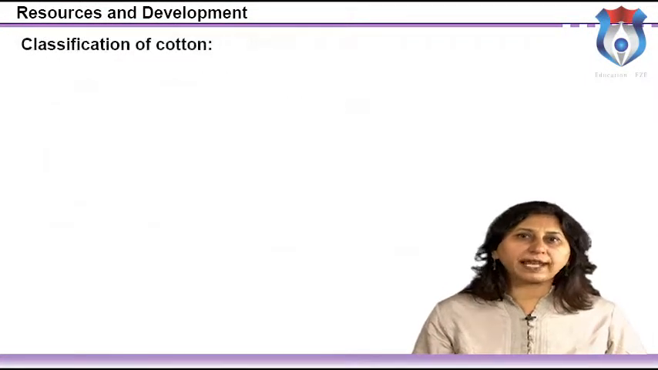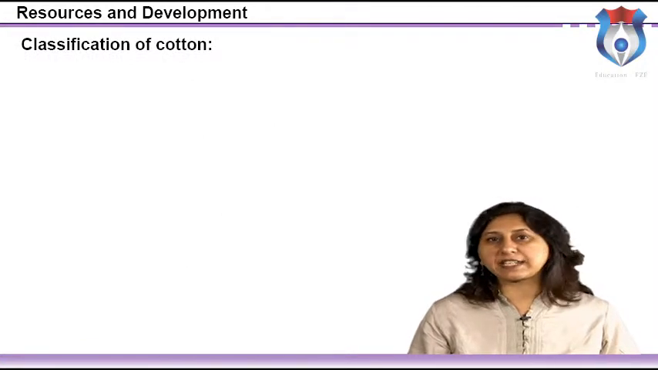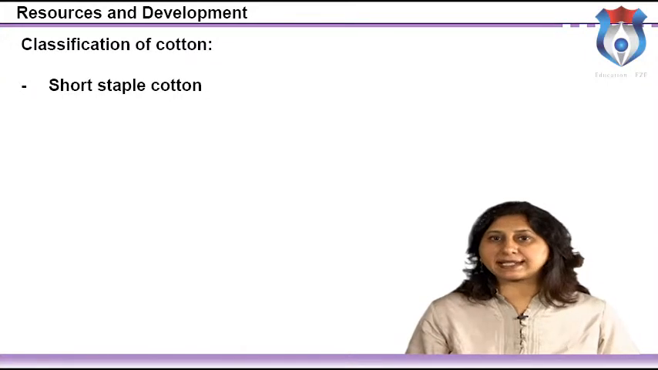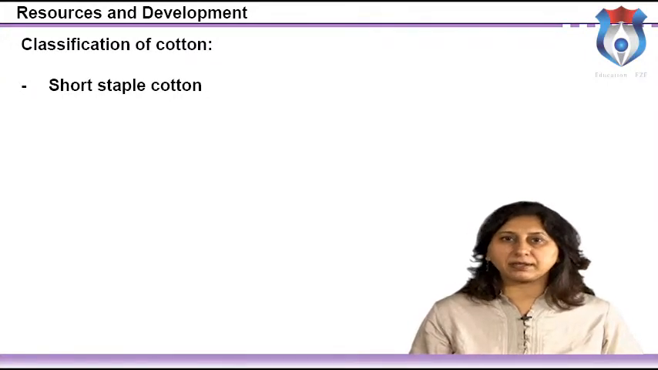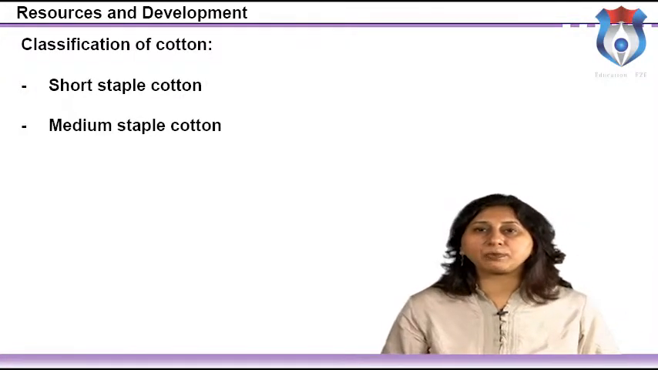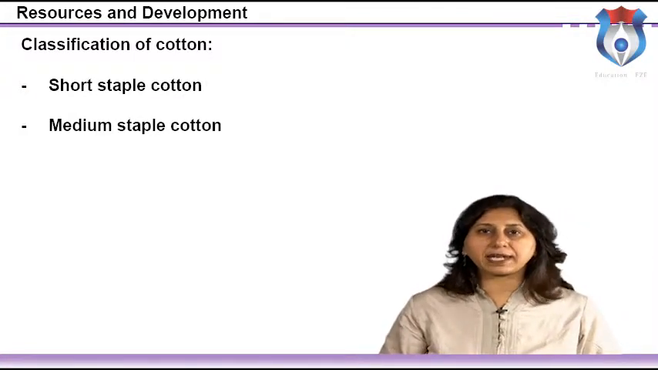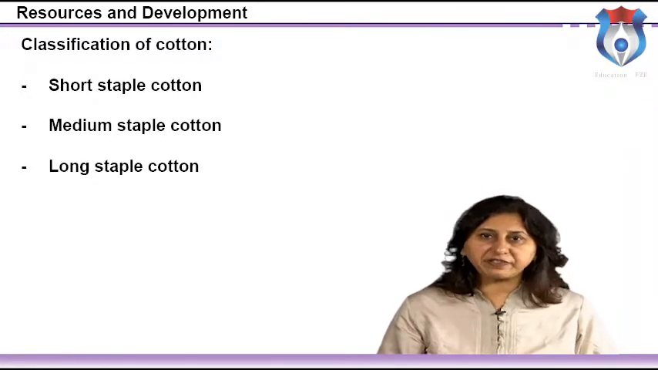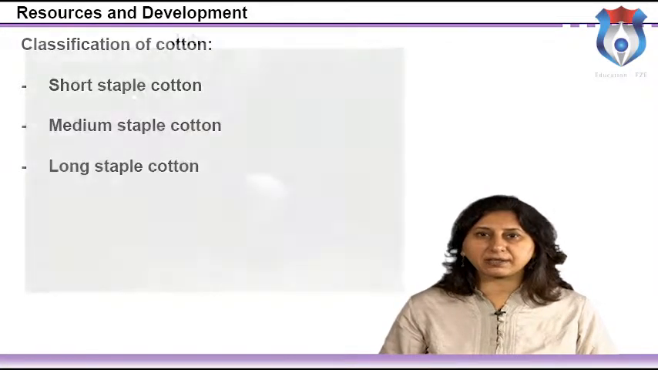On the basis of length of fiber, cotton is classified as short staple cotton if the length of the fiber is less than 2.5 centimeter. Medium staple cotton, the length of the fiber is 2.5 centimeter to 4 centimeter. Long staple cotton, if the length of the fiber is more than 4 centimeter.